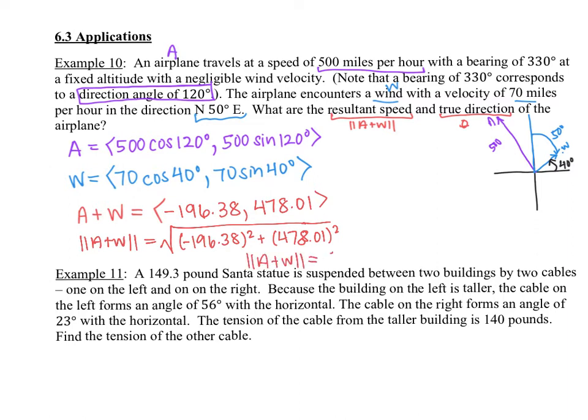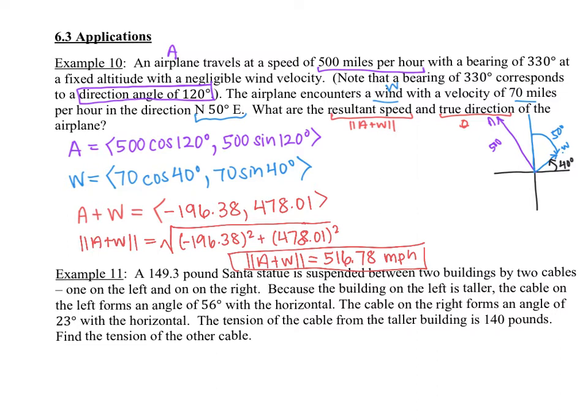So I got the resultant is 516.78. That's the resultant magnitude, and the unit should match the magnitudes of the other vectors, so they're miles per hour. You might want to think a little bit if that seems reasonable. It was going 500 miles per hour. The wind made it go a little bit faster. So the wind made it go 516 miles per hour, which seems okay to me.